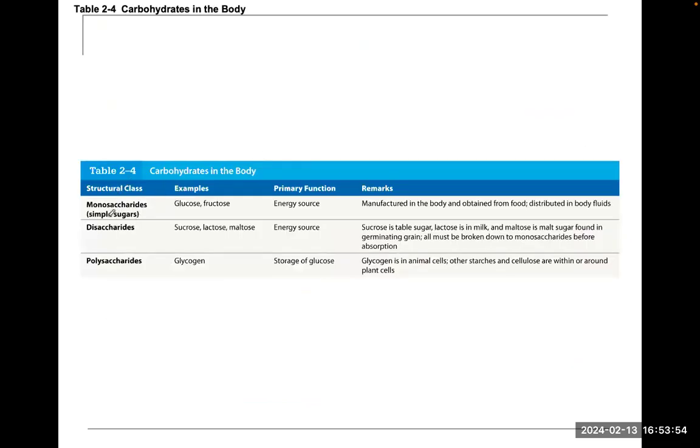So to summarize, when you look at the carbohydrates in the body, we have the monosaccharides, disaccharides, and polysaccharides. Glucose and fructose are just 2 examples of monosaccharides. Disaccharides, you got sucrose, lactose, and maltose. An example of polysaccharides are glycogen. We know glycogen is the storage form of glucose. All of these are an energy source.